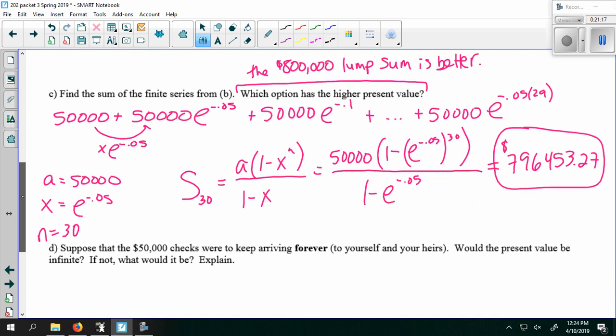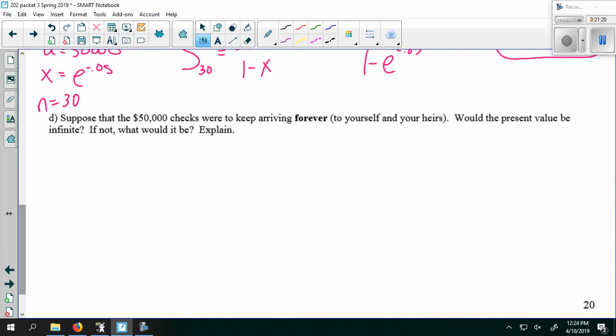Okay, last little thing here. Suppose that the $50,000 checks just keep coming forever, to yourself, to your heirs, to their heirs. Would the present value be infinite? And if not, what would it be? So now I'm going to be adding up all my terms. Each term looks like $50,000 times e to the negative 0.05 times the number of years that the check comes in the future. And I'm adding up all these checks from n equals 0 to infinity now.